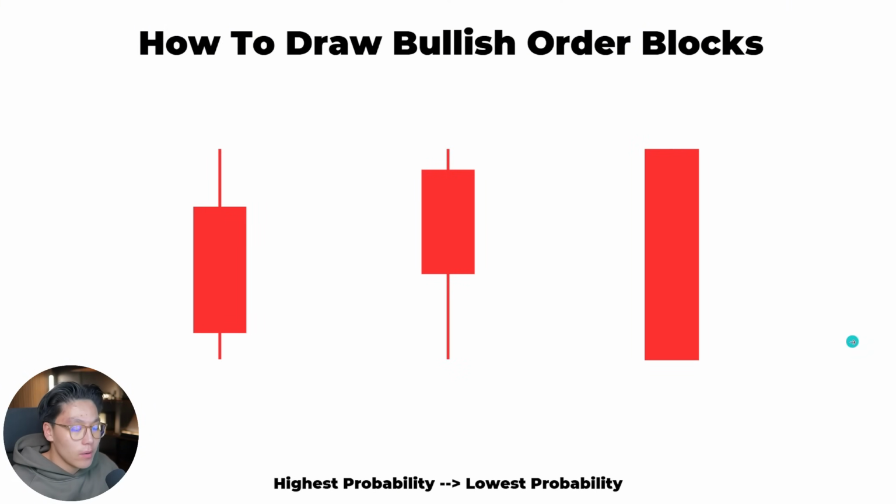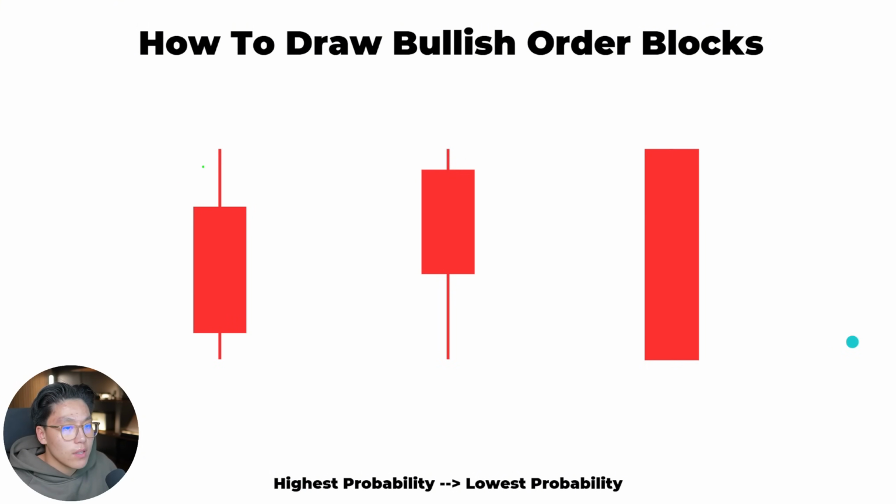So right here, I'm going to be drawing out bullish order blocks. So when we're in a clear trend towards the upside, what we're going to be looking for is down close candles. So technically speaking, when we're in a clear trend, every single down close candle can be used as a potential bullish order block. In this case, we're going to go from the left to the right, which is our highest probability.